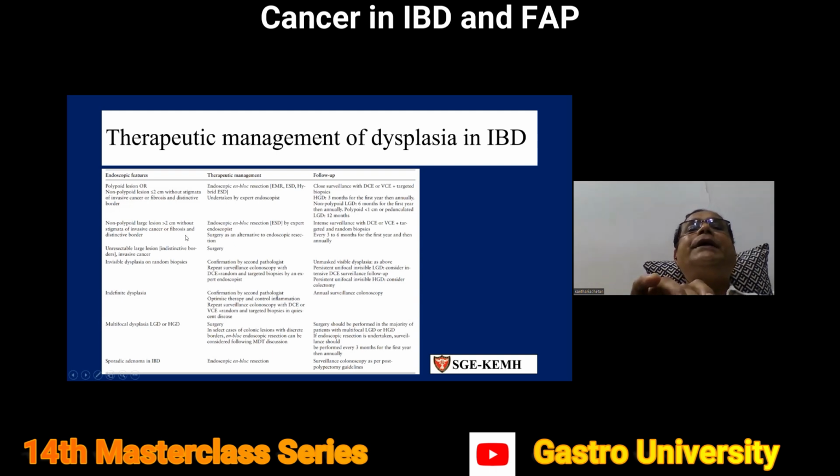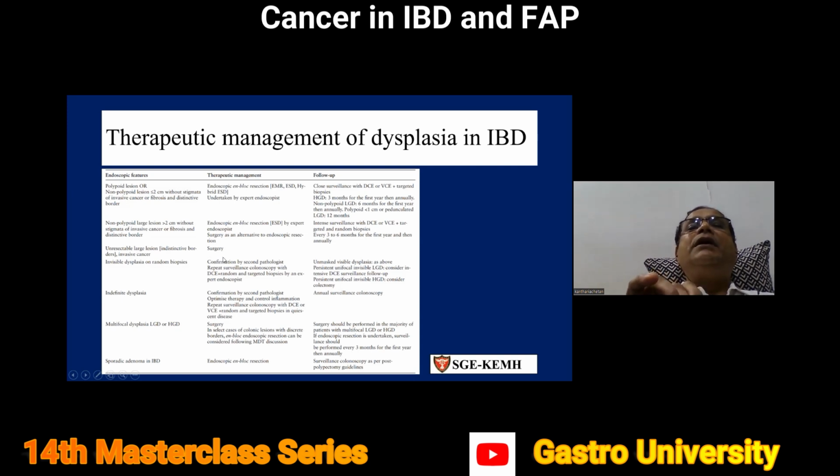For a non-polypoid lesion more than 2 centimeters without stigmata of invasive malignancy or fibrosis and distinctive border, again go for an endoscopic resection, or you are justified in doing surgery as well if you are not comfortable doing it endoscopically. Again, like above, you have to surveil this patient periodically, every 3 to 6 months for the first year and then annually with a colonoscopy.